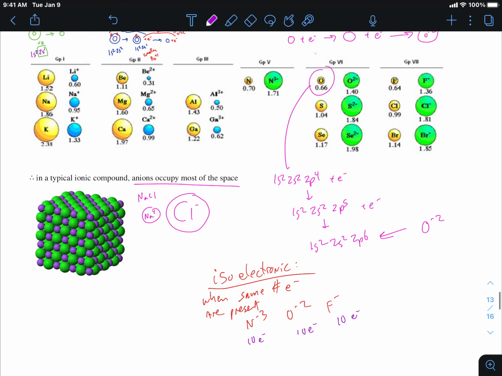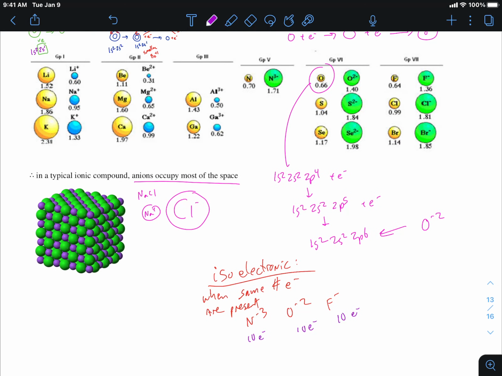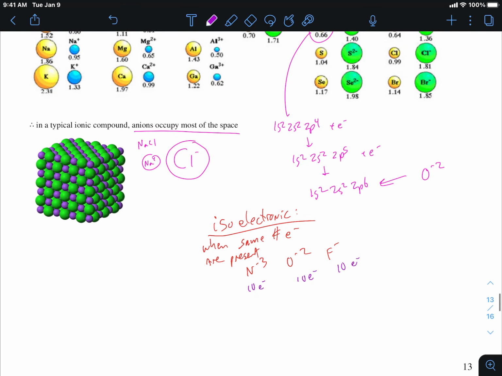If they have the same number of electrons, but they have different numbers of protons, it makes sense why their sizes are not the same. The more protons there are, that's a higher nuclear charge. That's a stronger attraction. That is why F- is the smallest. Does that make sense, guys? Okay. Another example.